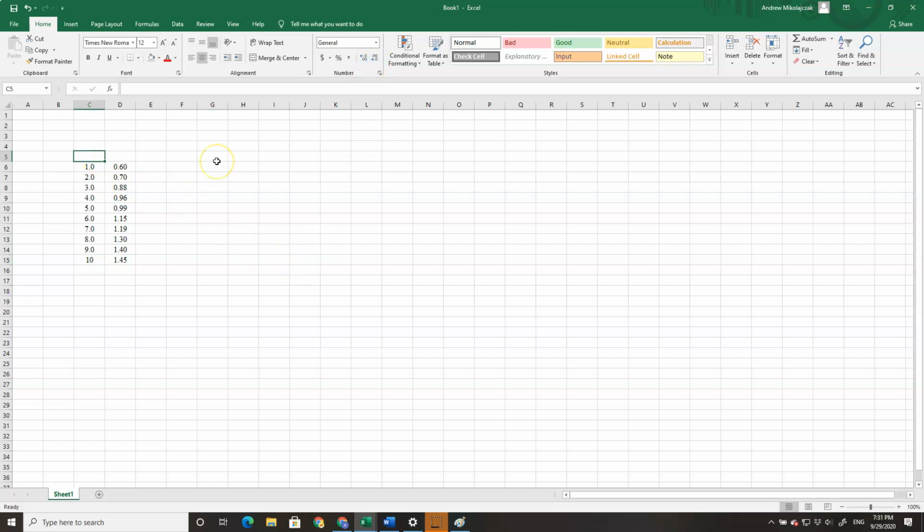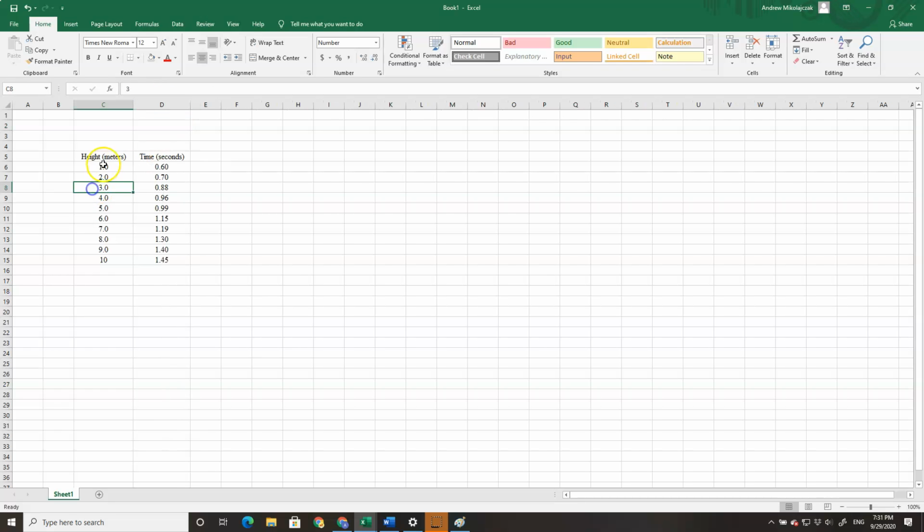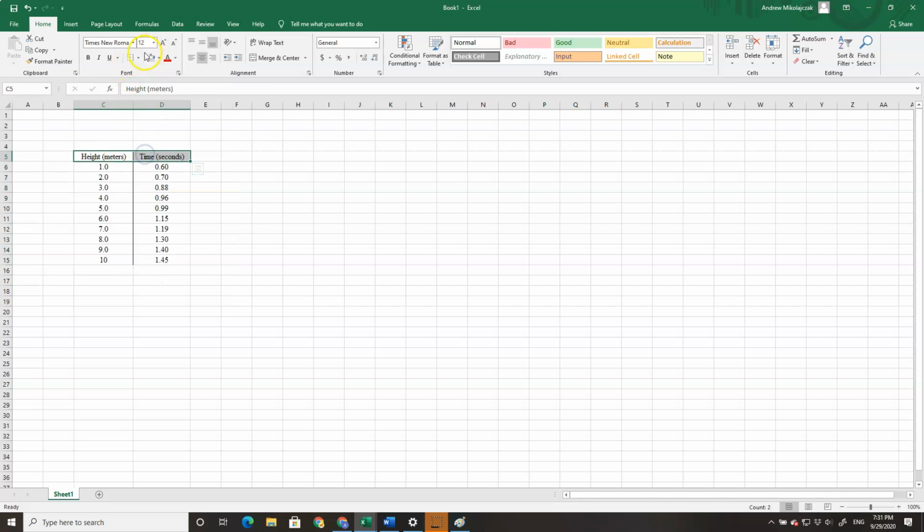Okay, so we'll do height in meters, and time was done in seconds. You can abbreviate with an S and an M if you prefer, that's fine as well. What I will do is just drag these along. If you've made a data table before, this part's probably relatively boring. So I've gone ahead and inserted some borders for the data table and made it nice and neat.